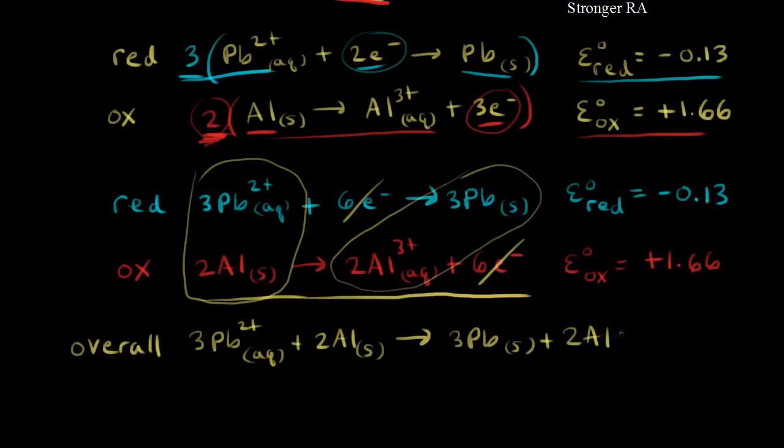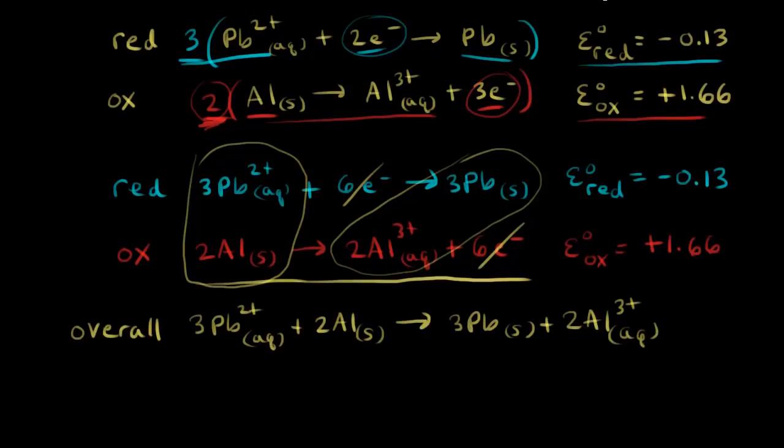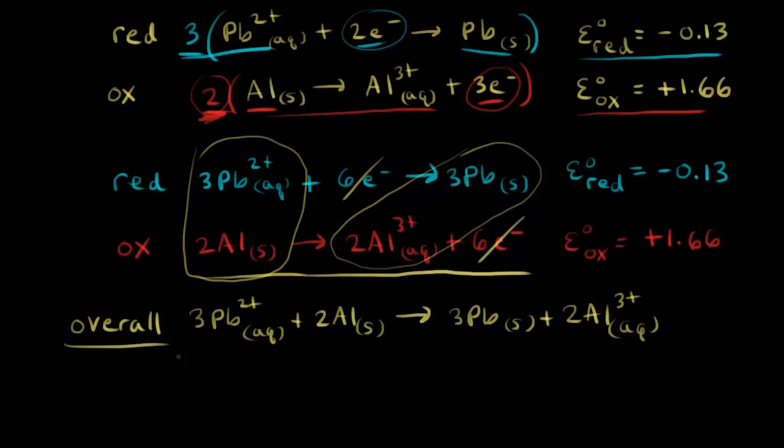So we have 2Al3+. So is this reaction spontaneous? All right, so is our overall reaction spontaneous? We could figure that out by calculating the standard cell potential, which is what our problem asked us to do. So what is the standard cell potential?